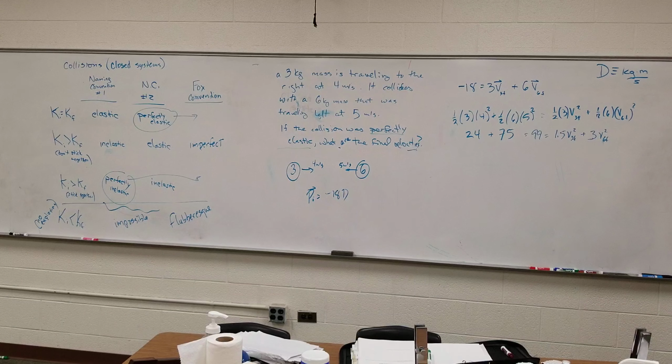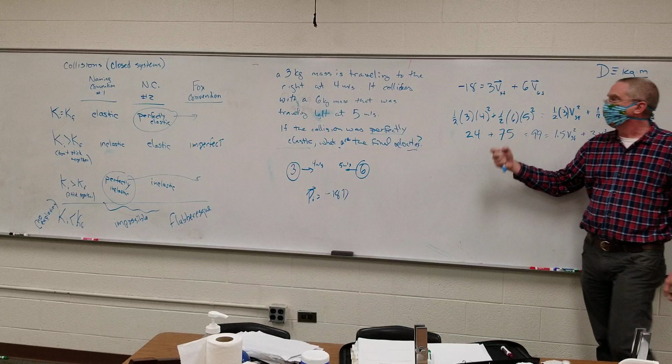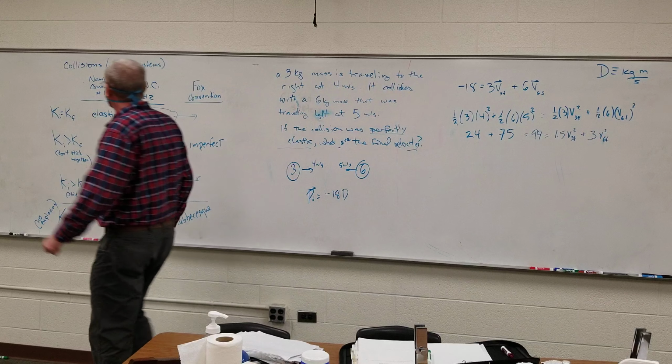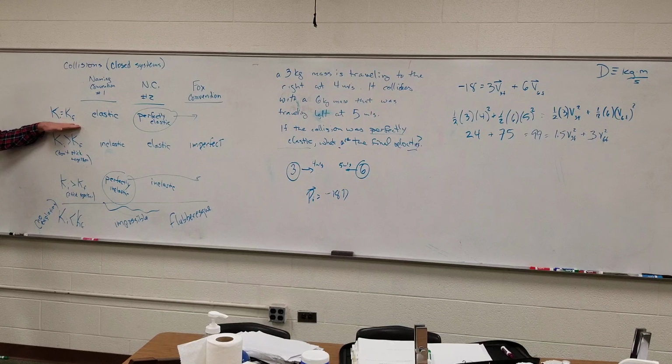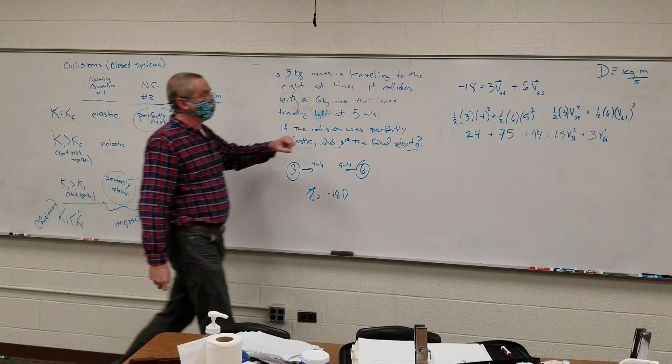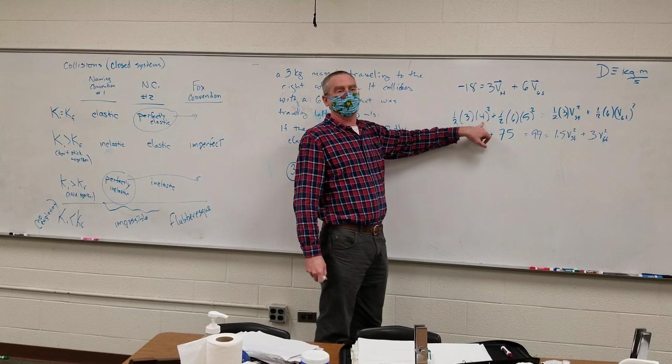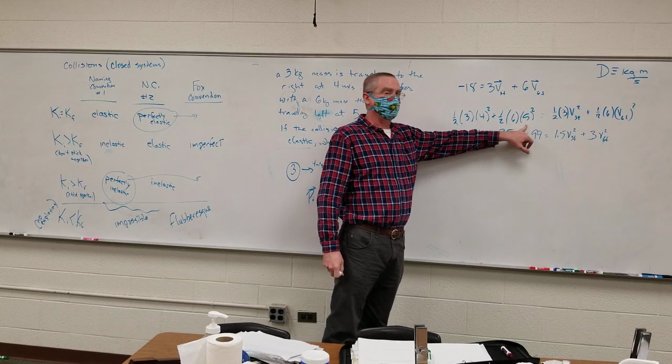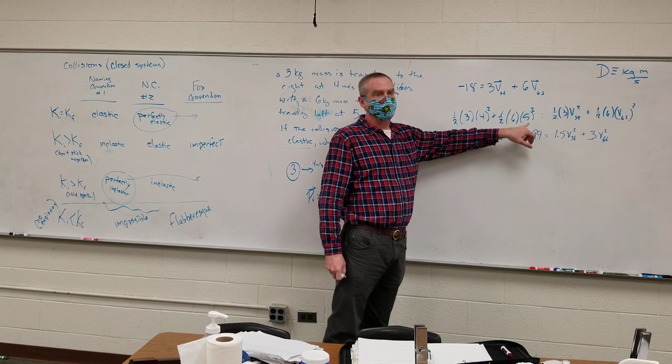Why did we bring in our conservation before our forces of motion equations? What was the left side then? Because it's perfectly elastic, I know that the initial kinetic energy equals the final kinetic energy. So this is 1/2 m_A v_A initial squared plus 1/2 m_B v_B initial squared.